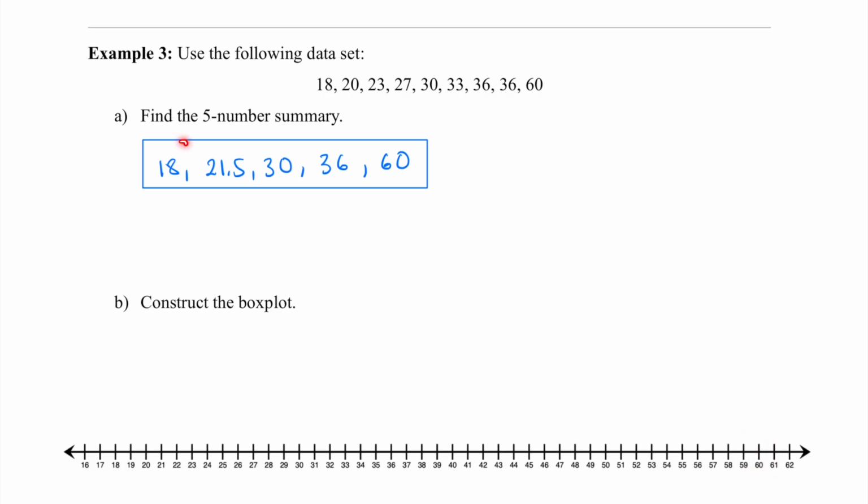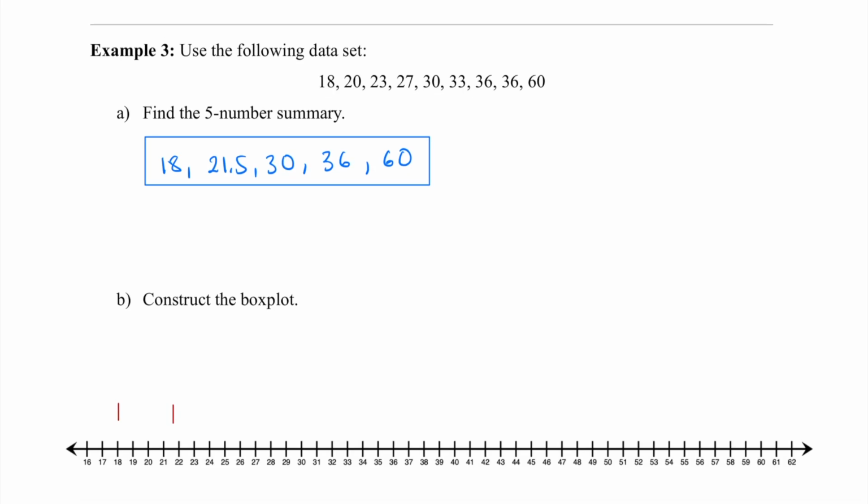Next, mark the 5-number summary values. The minimum is 18. Q1 is 21.5. Q2 is 30. Q3 is 36. And maximum is 60.